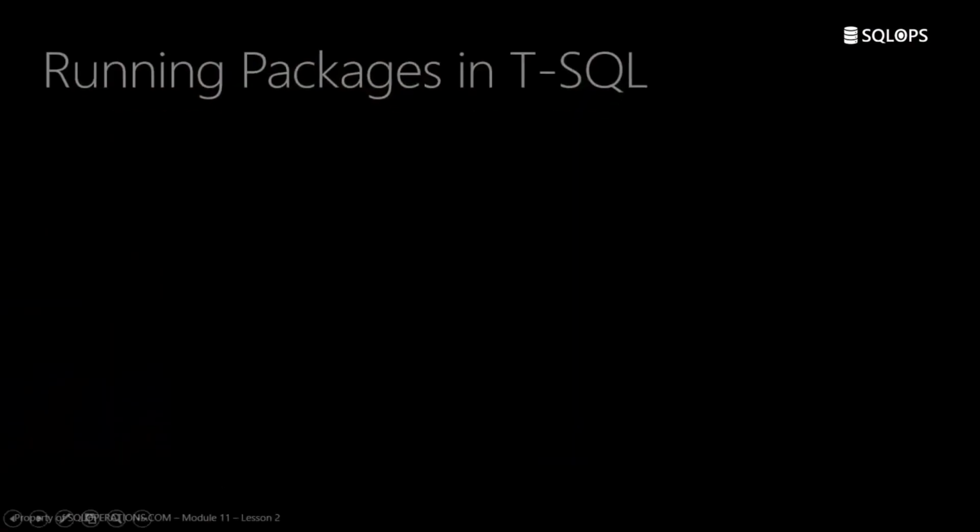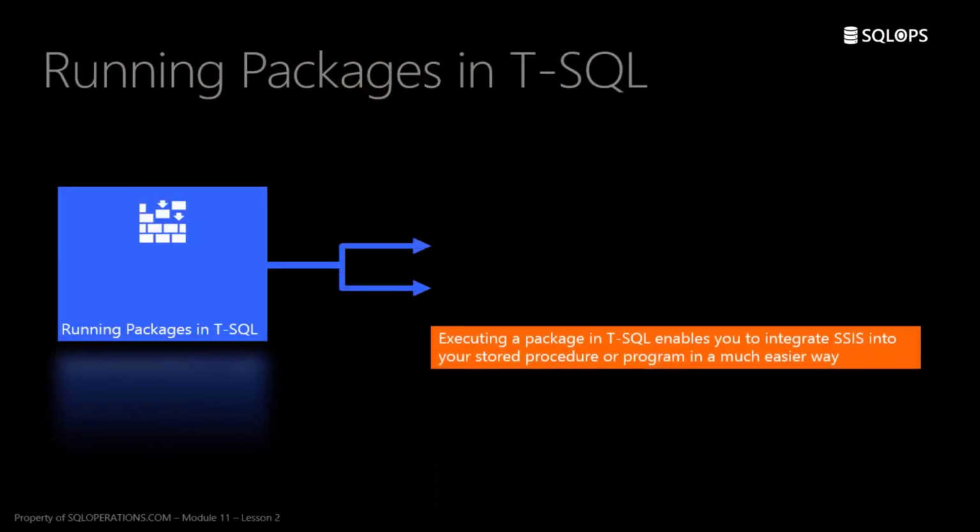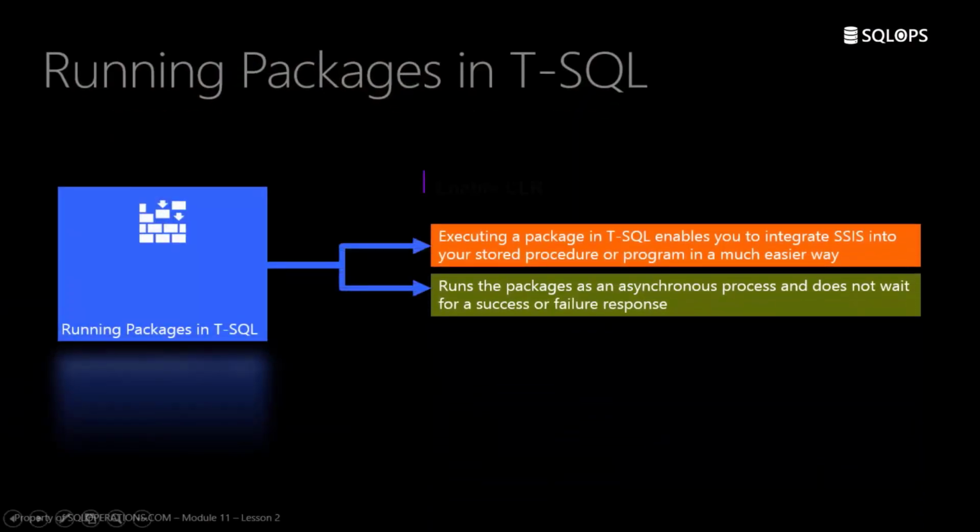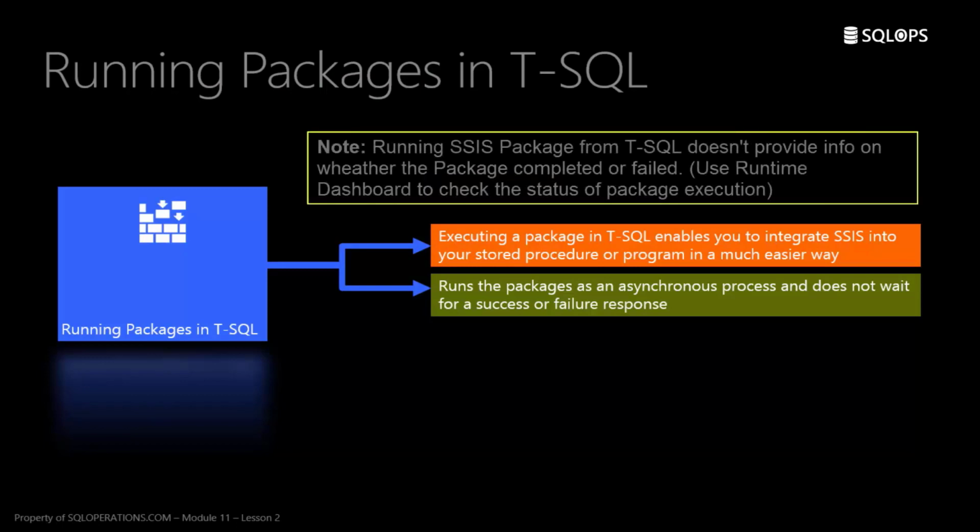In the project deployment model, you can run the packages in T-SQL and in Windows PowerShell. In order to do this, you should have turned on CLR when you created the SSIS catalog. One challenge to running the packages in T-SQL is that you don't receive any output on whether or not the execution of the package was successful.